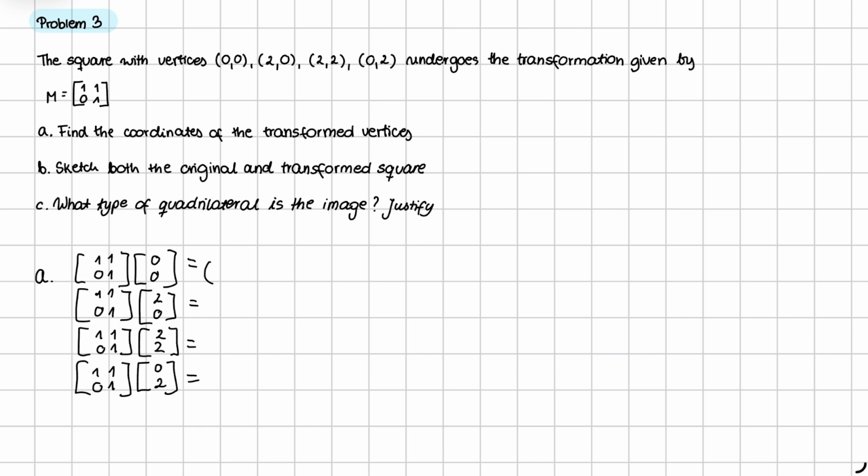So here we have coordinates (0, 0), and this is of course because the origin doesn't change, since (0, 0) is unchanged. Then we have (2, 0), then we have (4, 2), and then (2, 2). So these are the coordinates of the transformed vertices.